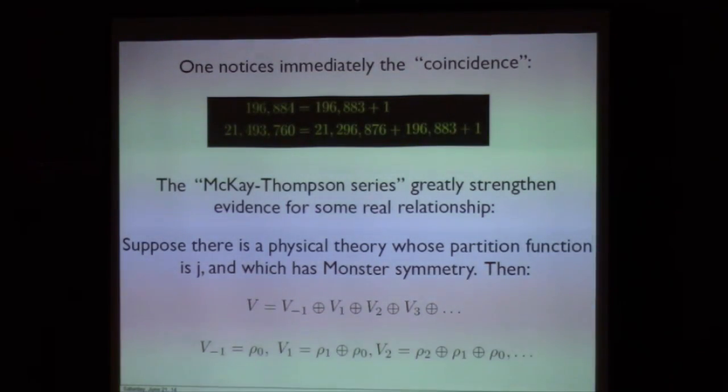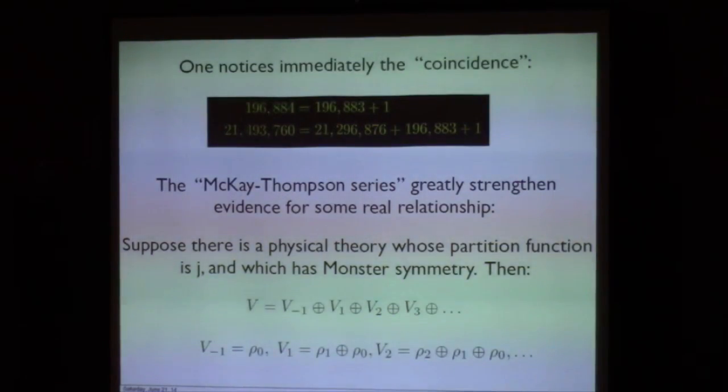Okay, so we can decompose our vector space into the -1 piece, 1, 2, 3. I'm shifting away the constant. So at energy -1, we would just have the trivial rep. Then you'd have the 196,883 plus 1, and so on and so forth. Okay. And you could go ahead and decompose the higher V sub n's too.